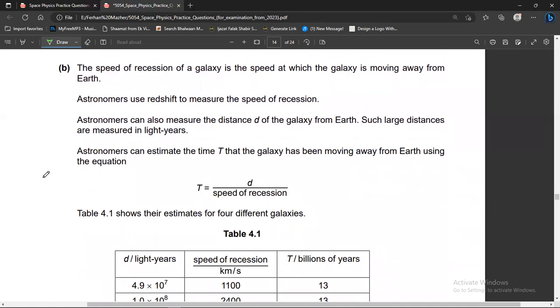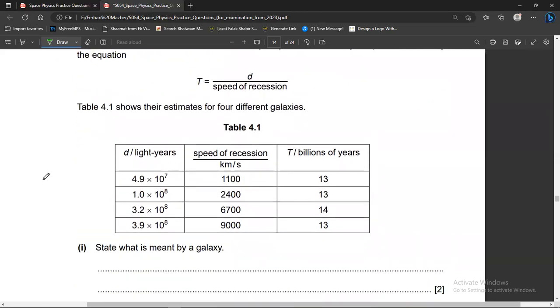Question number 4, B part. The speed of recession of a galaxy is the speed at which the galaxy is moving away from Earth. All the galaxies are moving away from the Earth. Astronomers use redshift to measure the speed of recession. Astronomers can also measure the distance d of the galaxy from Earth. Such large distances are measured in light years. Astronomers can estimate the time, capital T, that the galaxy has been moving away from Earth using the equation T equals D divided by the speed of recession.